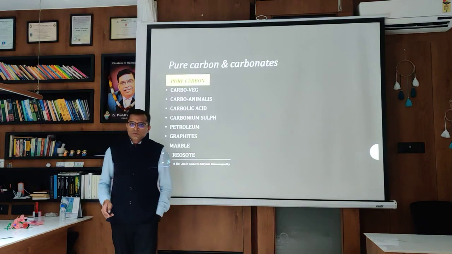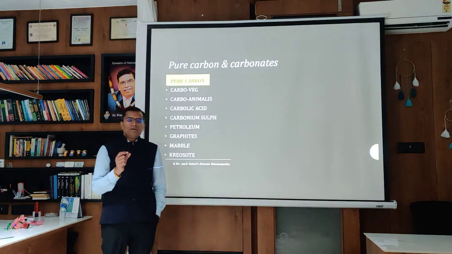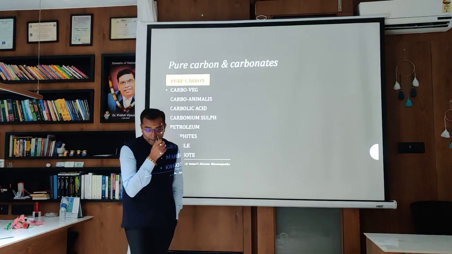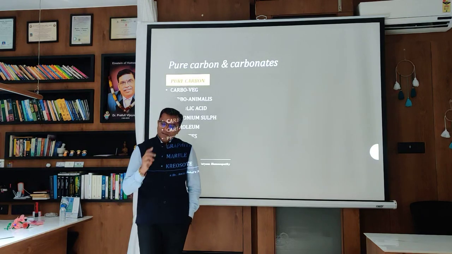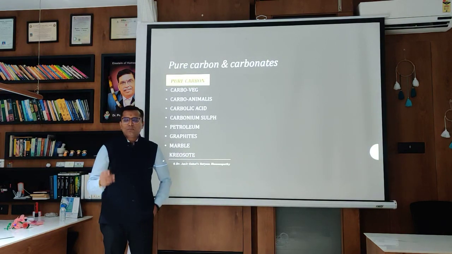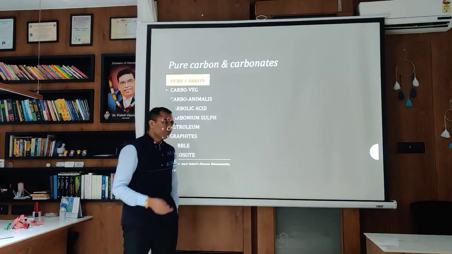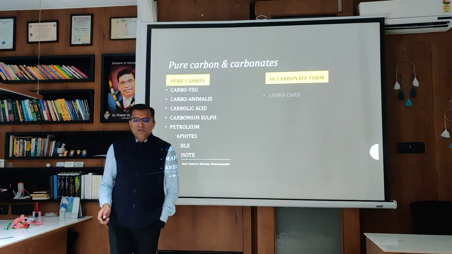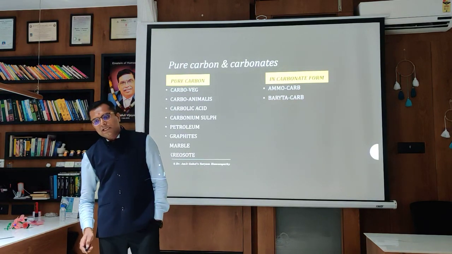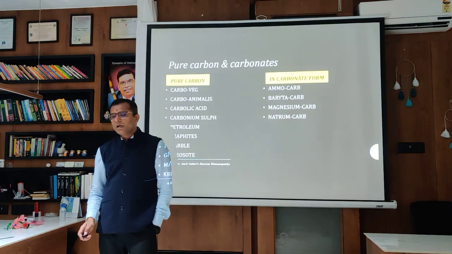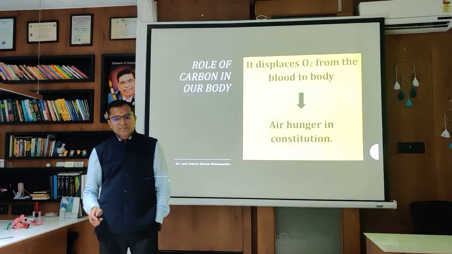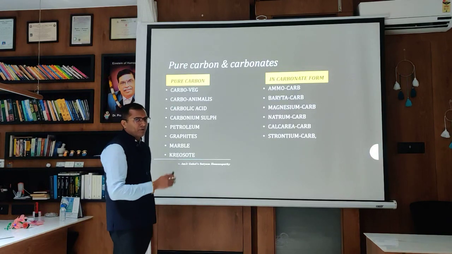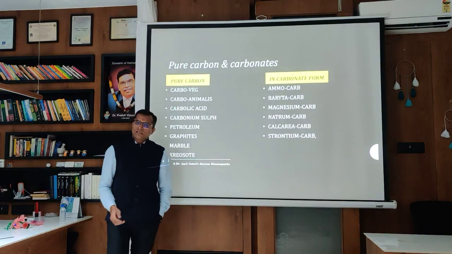Eupion. Okay. It is a remedy prepared from the wood tar. It is a pure form of carbon and it is a tar. So it is a wood tar. It was not mentioned in this presentation, but I will let you know the importance of eupion in clinical practice. Carbonates. So in carbonate form, we have ammonium carb, ferrum carb, magnesium carb, natrum carb, calcarea carb, strontium carb, and chlor carb. So this is just highlighting pure carbon and carbonate.